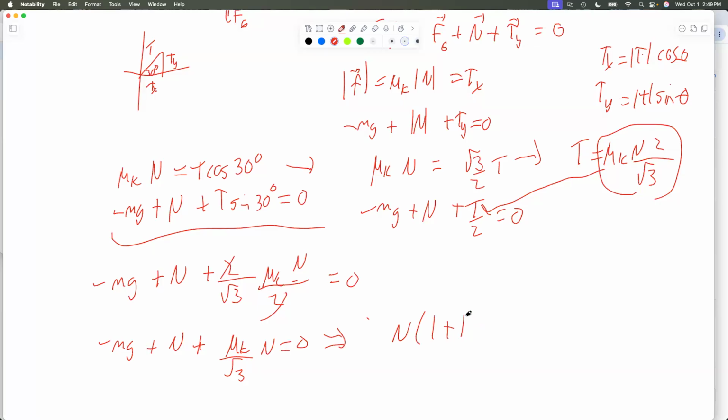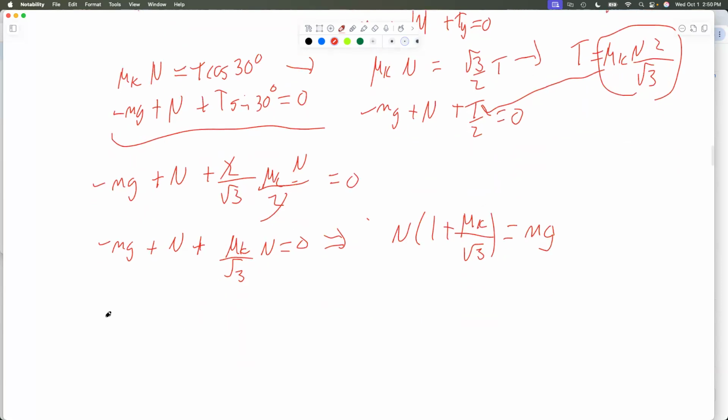Let me write that so it's a little easier for you to read. That says mu k over root 3, and that's 1 plus that, because I'm factoring the n out of these two. That will equal mg. So now just divide over. N will be mg divided by 1 plus mu k over root 3.